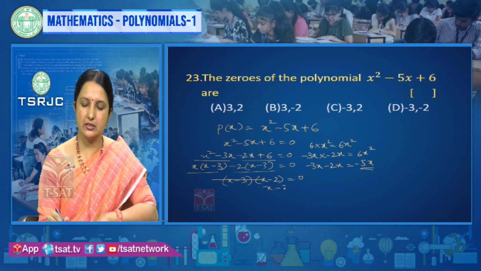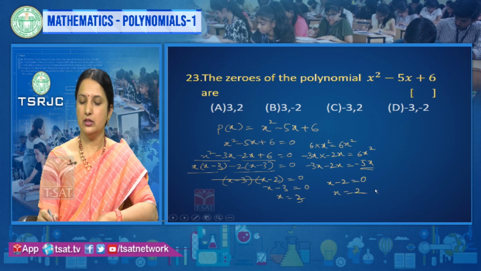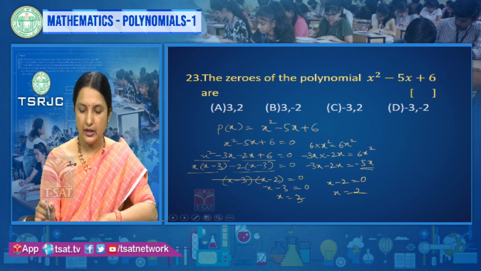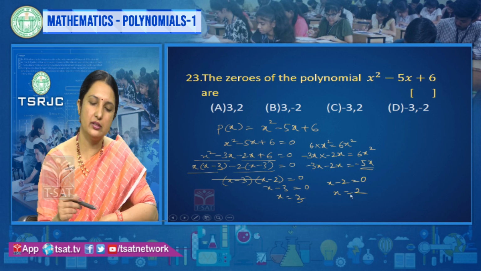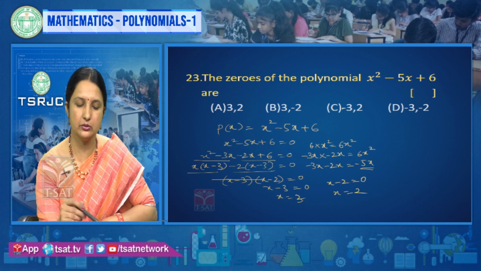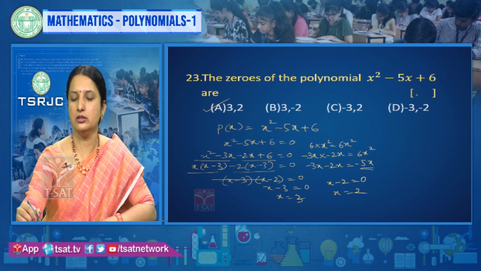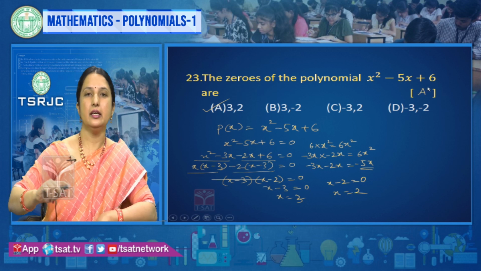Then when you write x minus 3 equals 0, you get x equals 3, and when you write x minus 2 equals 0, you get x equals 2. So x equals 3 and 2. 3 and 2 are the zeros of this polynomial. So in which option is it there? 3 and 2. 3, 2 are there in option A. So the correct answer is A.